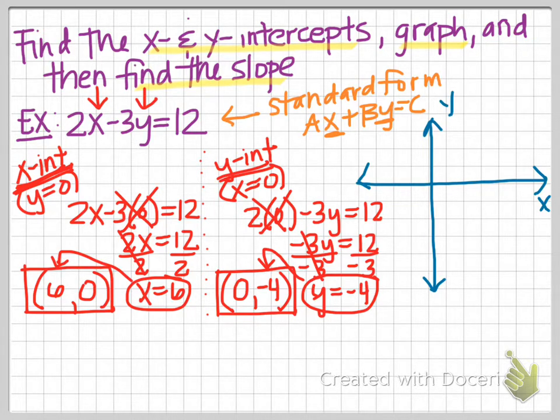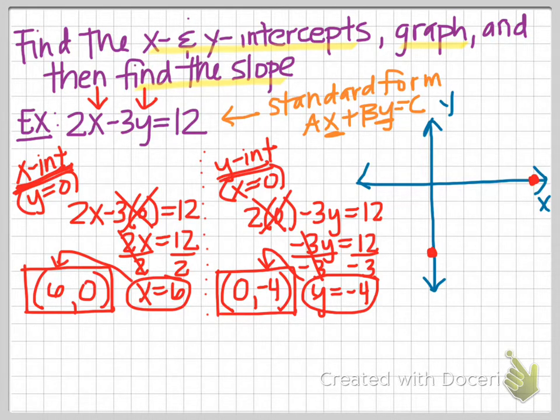And we're going to go ahead and graph these 2 points. So the x-intercept was 6, 0. 1, 2, 3, 4, 5, 6, 0. That's right here. And my y-intercept, of course, is going to be on the y-axis. It's 0, negative 4. 1, 2, 3, 4. So remember, your x-intercept is on the x-axis, your y-intercept is on the y-axis.